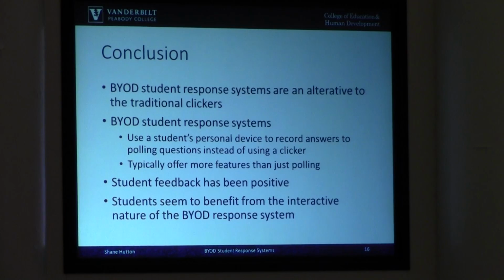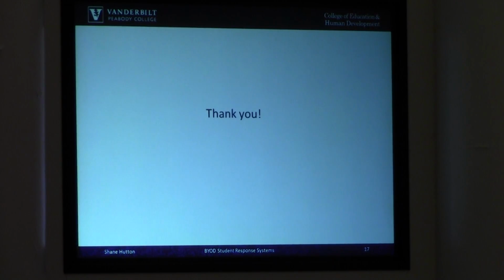So in conclusion, the BYOD response system is an alternative to clickers. It's a way for instructors to get data from students about how they understand polling questions. And some of these response systems have more features than the polling I've mentioned. My student feedback has been absolutely positive. I have not had much negative feedback about my use of Top Hat, even though students have to pay $30 or so to get it. Hopefully that won't be the case in the future. And students seem to benefit from the interactive nature of the response system. So, thank you.